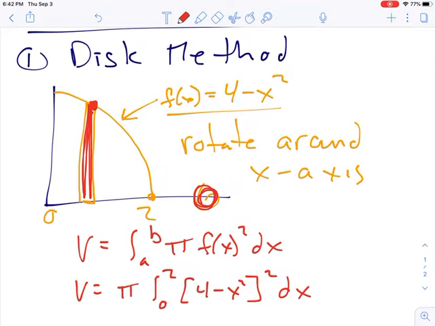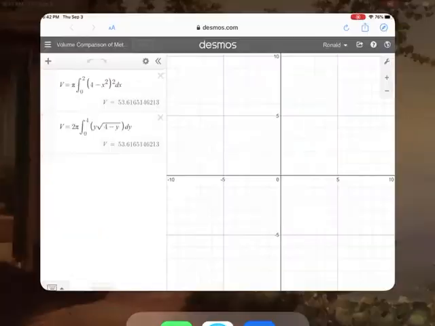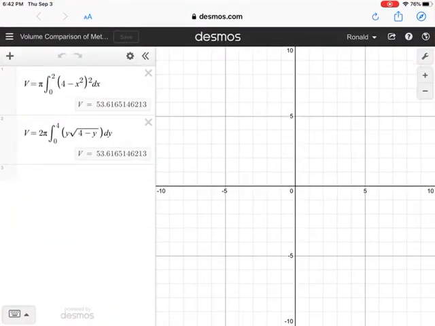All right, so that's as far as I'm going to go with that, just setting up the integral. I want to make sure that you understand how you set up the integral based on the disk method. And so let's also take a look at this in Desmos. So if we go to Desmos, the first integral that you see is the one that I just set up. And the volume is equal to 53.61.